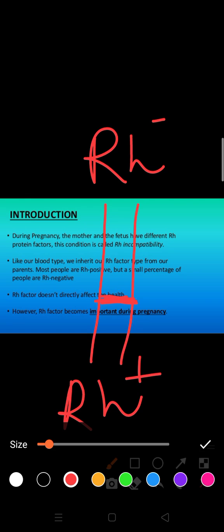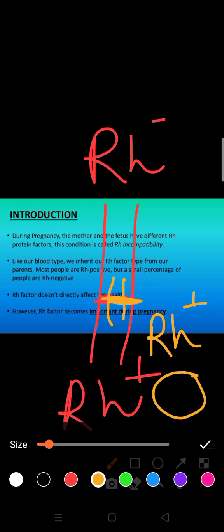When this placental barrier breaks up, slight mixing of blood takes place. Rh positive means the protein is present, and Rh negative means the protein is not present. So at that time, Rh antibody is present in the plasma of the mother. Are you getting my point? The antigen is present on the surface, which means the baby is Rh positive, but the antibody of Rh is present in the mother's blood.